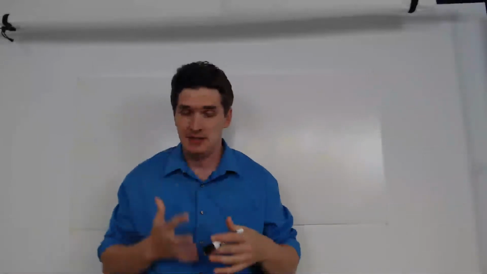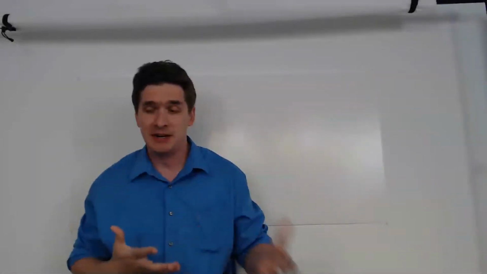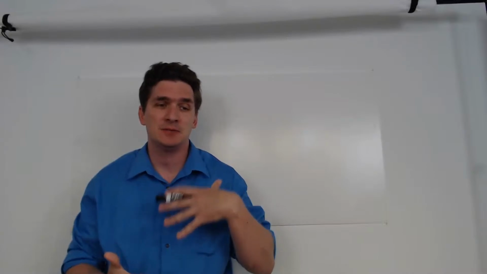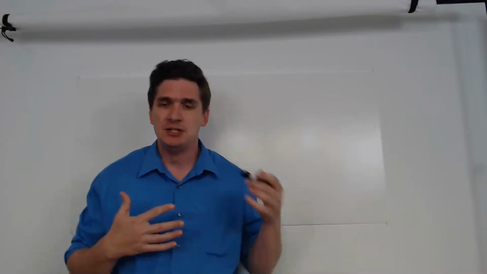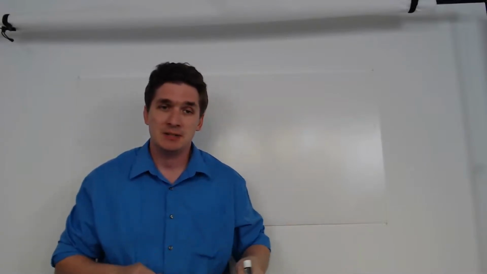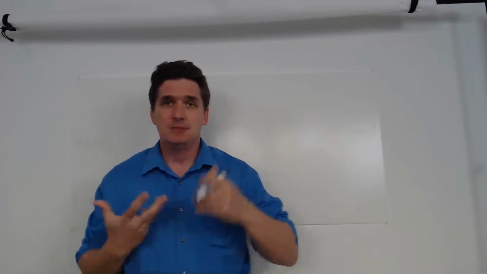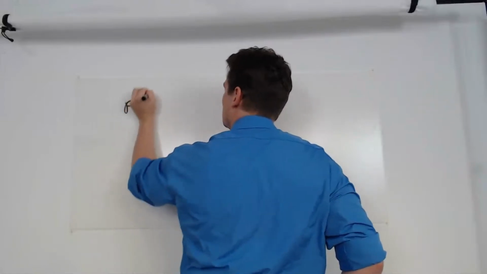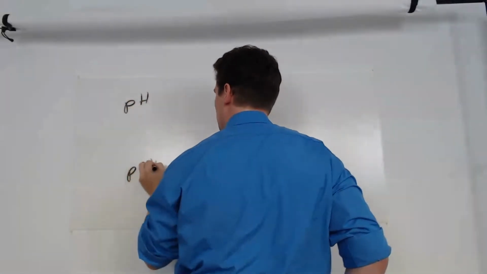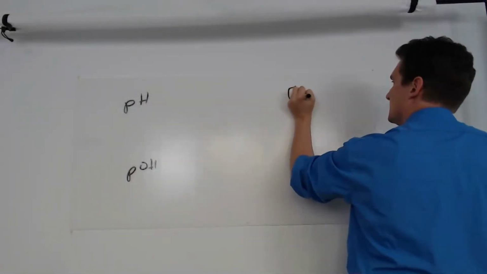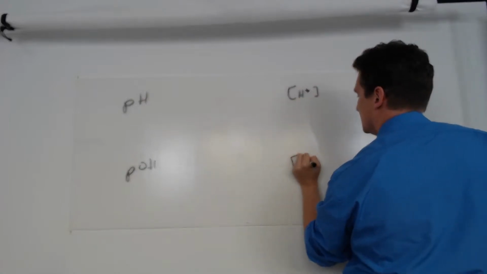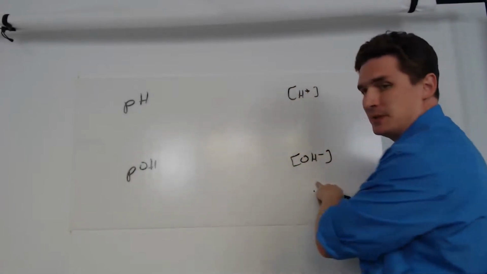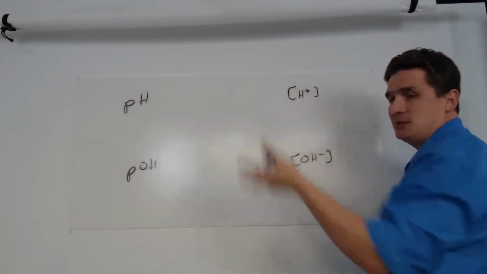So when I first started teaching Chem 2, I had a student, and this is where the blur diagrams came from. We're trying to explain to him how to convert between pH, pOH, H plus, and OH minus, because he just wasn't getting it. So there's 4 terms: pH, pOH, concentration of H plus, concentration of hydroxide, OH minus. So how do we convert between the two?